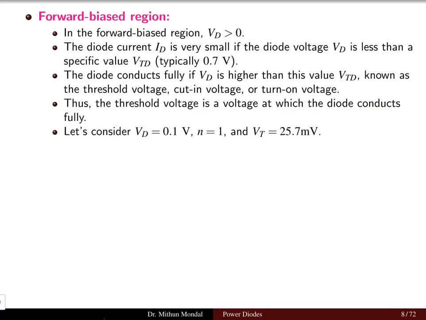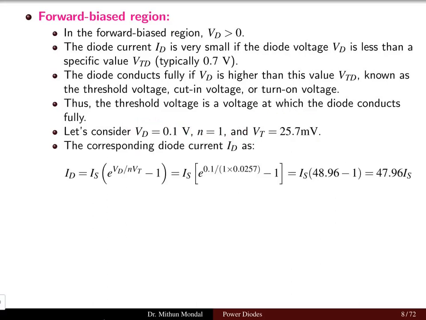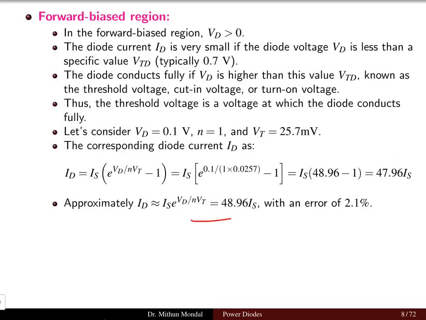Let us consider one example where the diode voltage is 0.1 volt, the ideality factor is 1 and the thermal voltage is 25.7. The corresponding diode current, which we find using this relationship by Shockley, when we substitute the values, we get 47.96 times the reverse saturation current. And approximately this value, with an error of 2.1%, when we substitute the values of the thermal voltage, the value of eta and the supply voltage Vd. As Vd increases, the error decreases rapidly.